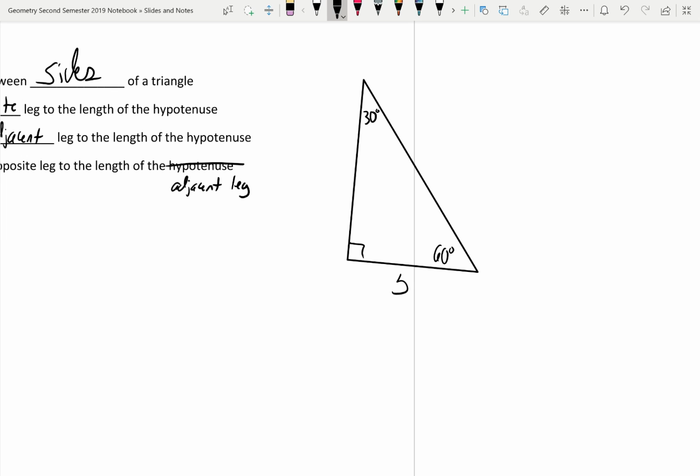And if the short leg is 5, what's the hypotenuse going to be? Well, the ratio, if you recall, of the 30, 60, 90 is 1, root 3, and 2. So that's 60 degrees, that's 30 degrees. So if this is 5, that's going to make this 10. 5 times 2 is 10. And the long leg is going to be 5 root 3.